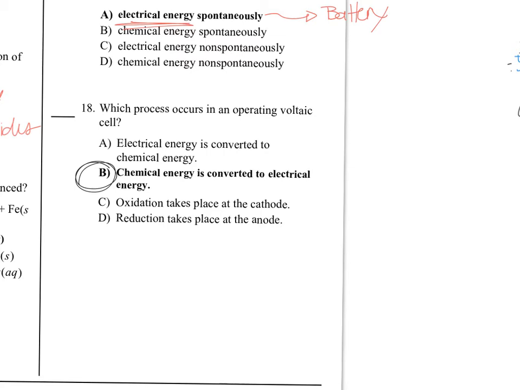And again, remember that that is different from an electrolytic cell, which is the last cell that we talked about, which takes a battery and uses that to power a non-spontaneous reaction. But different thing. That is not voltaic. Voltaic has electrical energy as the product.